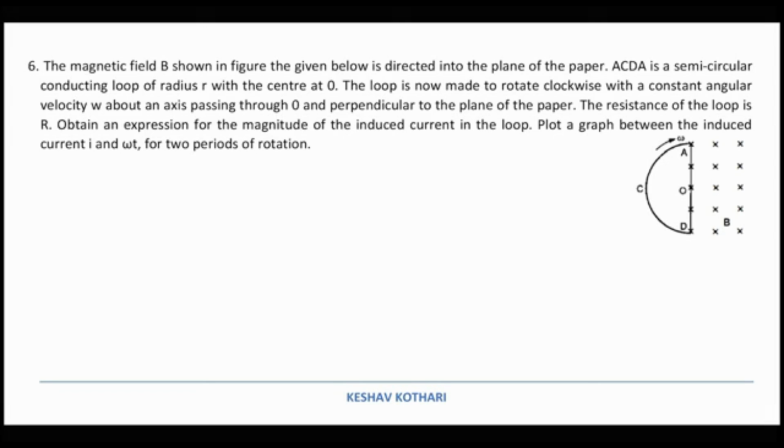Obtain an expression for the magnitude of the induced current in the loop and plot the graph between the induced current and omega t for the period of 2 rotation. So in this particular problem, initially when the semicircular conducting loop is outside the magnetic field, there is no flux change associated with it. Now as this loop is introduced into the region of magnetic field, some flux will be induced in it and an EMF will be induced.